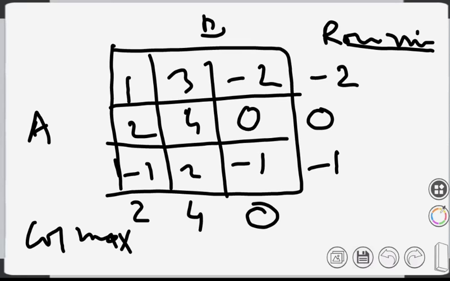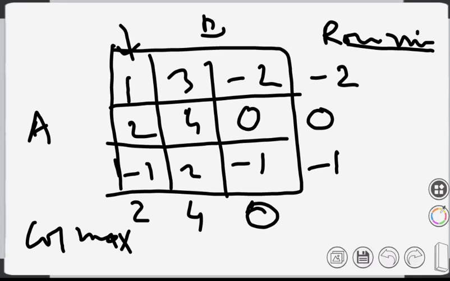Maximum possible loss: first column maximum 2. Sir, for the third column, will it be 0 or 1? It is -1, sorry, -1. Okay. So column max is the maximum possible loss.